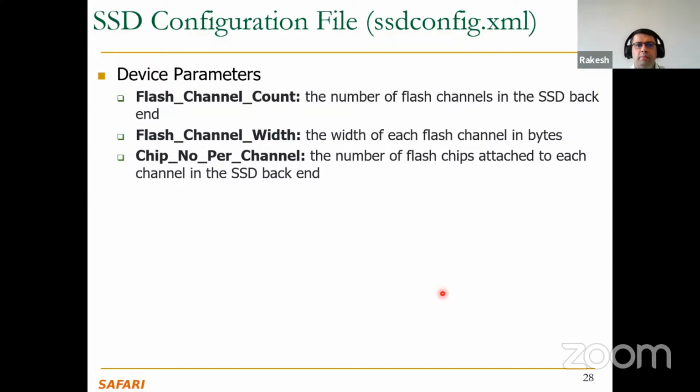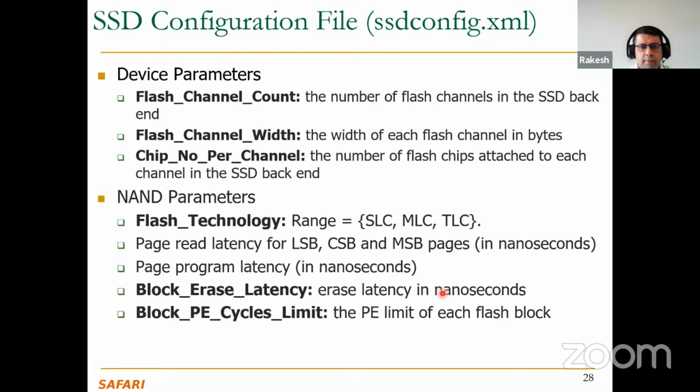So let's look at some more device parameters. We can also configure the flash channel count, which is the number of flash channels in the SSD backend. Then we have the flash channel width, which is the width of each flash channel in bytes, and the number of chips per channel. Some of the NAND parameters that can be configured are what flash technology we are planning to use in our experiment, which could be MLC, SLC, or TLC NAND.